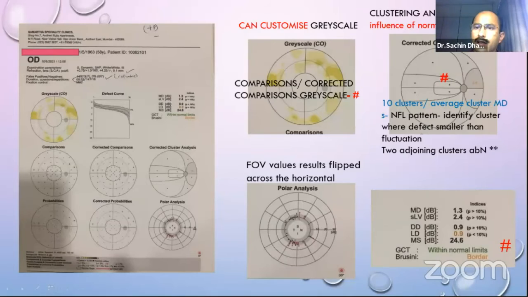Clustering and averaging in the cluster map reduces the influence of normal fluctuation on individual points. 10 clusters are there, and the average of each cluster is denoted. If the value is normal, it is denoted as a plus, as is the representation across the Octopus perimeter. And if there is a deviation into significant percentile values, it is denoted in orange and red color with values in bold.